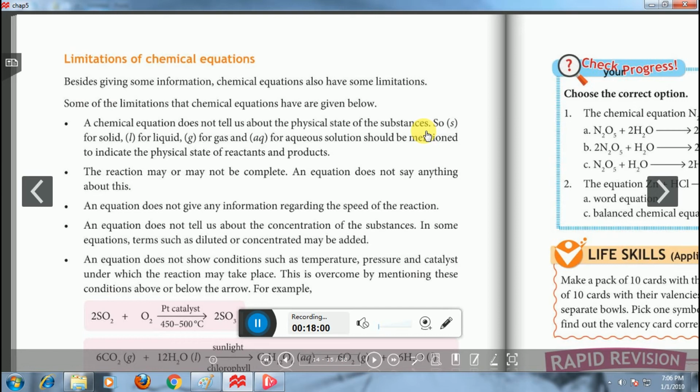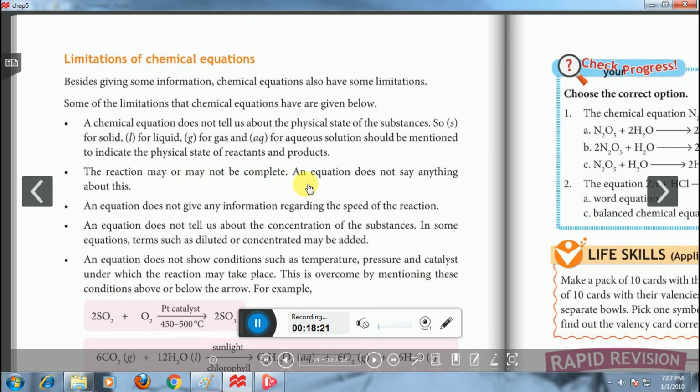But to make it more informative, you have to mention S for solid, L for liquid, G for gas, AQ for aqueous solutions. If you dissolve a particular substance in water and form a clear solution, then it will be termed as an aqueous solution. And to mention that aqueous solution, you have to write AQ.